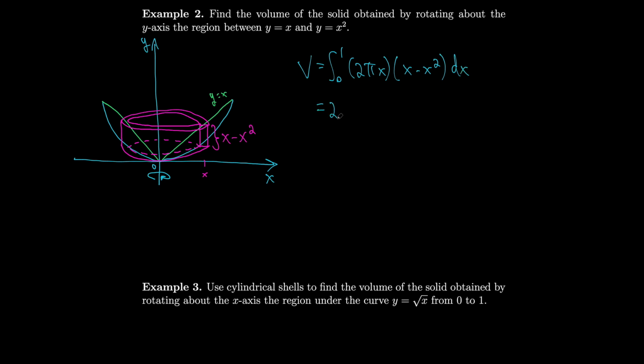So we do that and we get 2 pi times the integral from 0 to 1. By do that I mean distribute the x, and we integrate by taking the antiderivative, and we get 2 pi times x cubed over 3 minus x to the 4th over 4, evaluated from 0 to 1, which is just pi over 6.